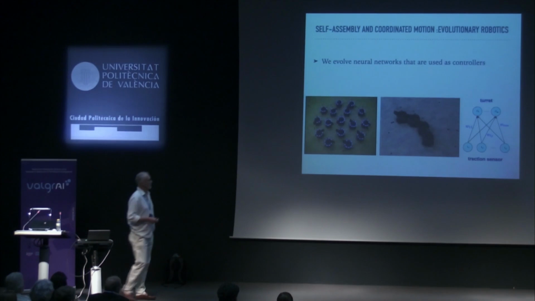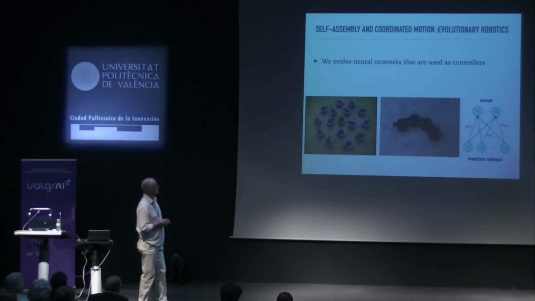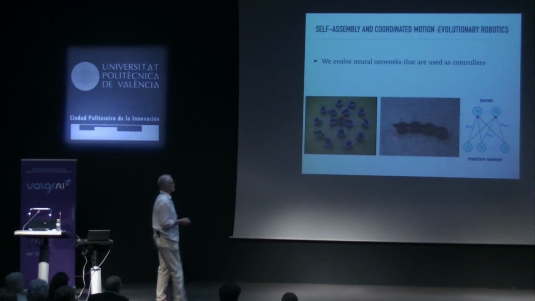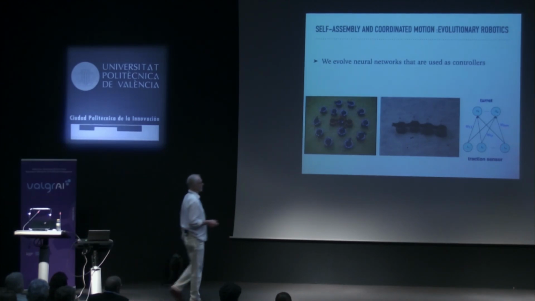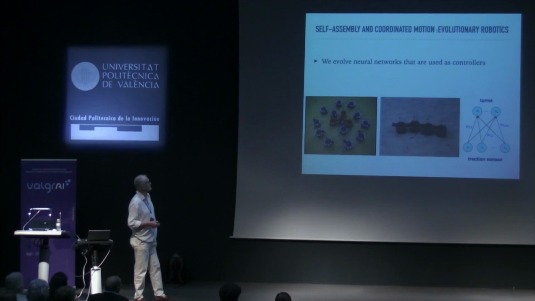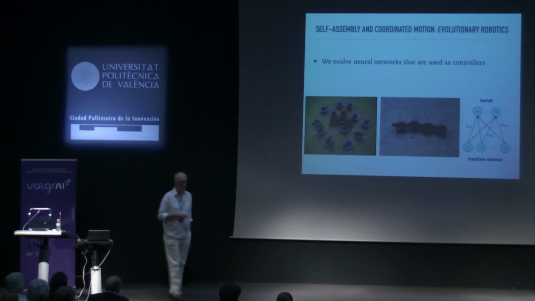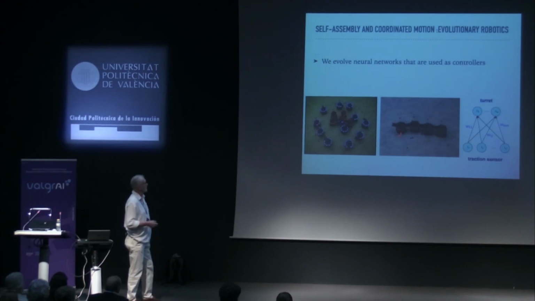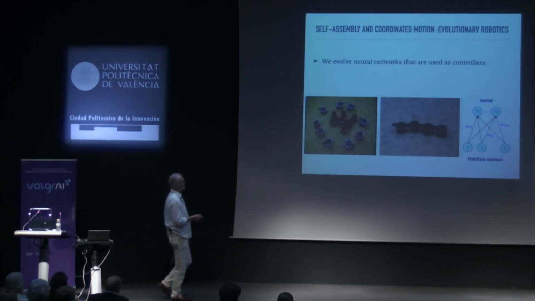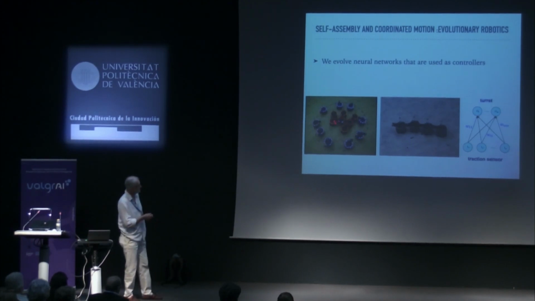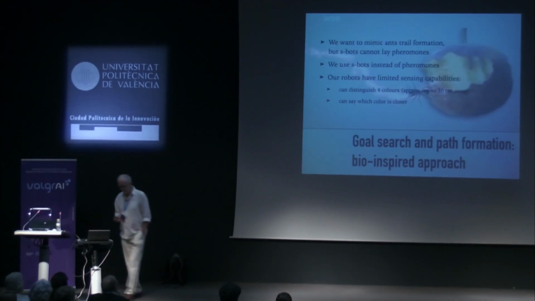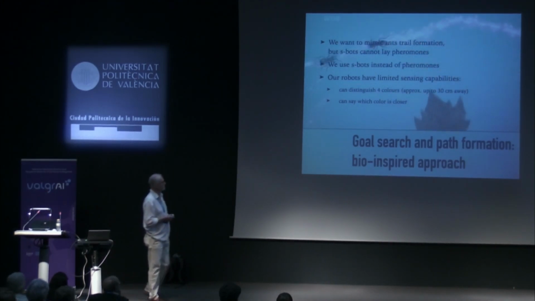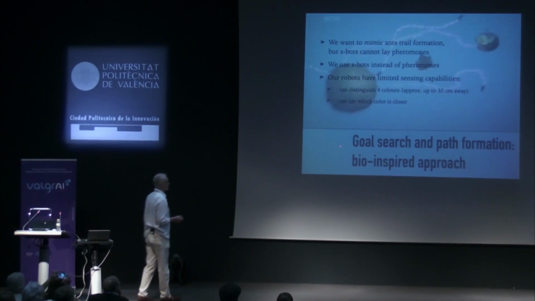Okay, so I'm not going into the details, but for the self-assembly and coordinated motion behaviors, what we did was to use very simple perceptrons, basically very simple neural networks that were evolved using an evolutionary computation algorithm. And we were able to develop the basic behaviors of self-assembly. You see here, for example, the red robots are all attached to each other, and here they are moving around together.